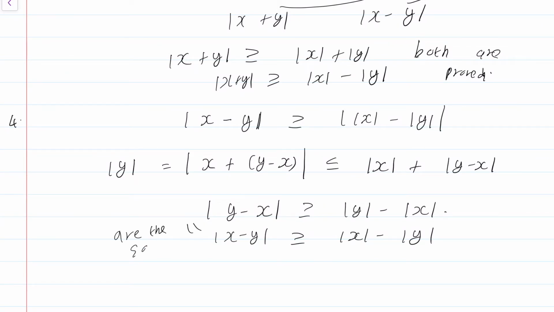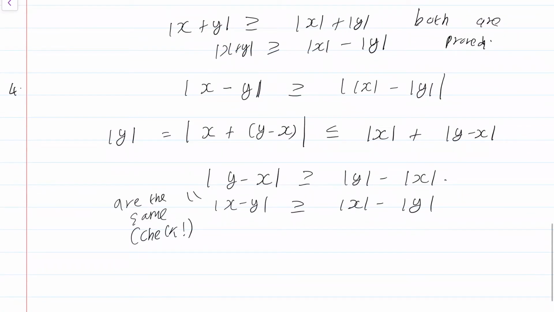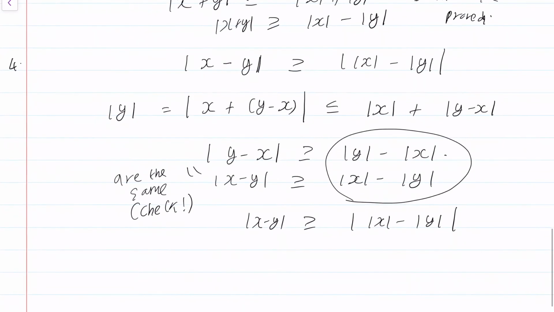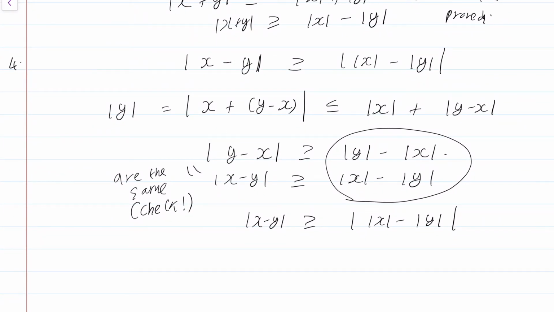Again, check. All things that are trivial, which can be checked in a line or two, I am leaving to you. So putting these two together, we get mod x minus y is greater than or equal to modulus of mod x minus mod y. Why do we get these? Because modulus of mod x minus mod y has to be one of these two. That's the reason. So that proves the reverse triangle inequality. Of course, I'm leaving another case, but that is equally simple.